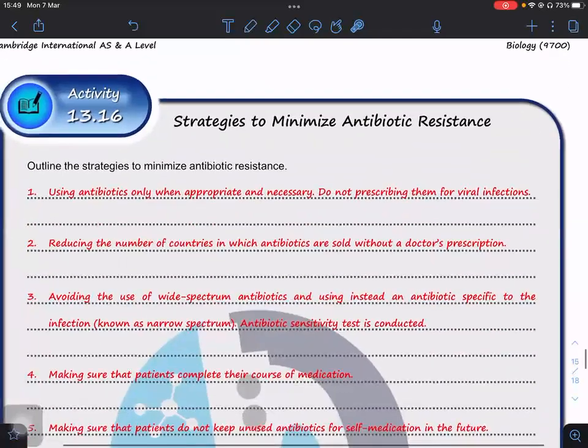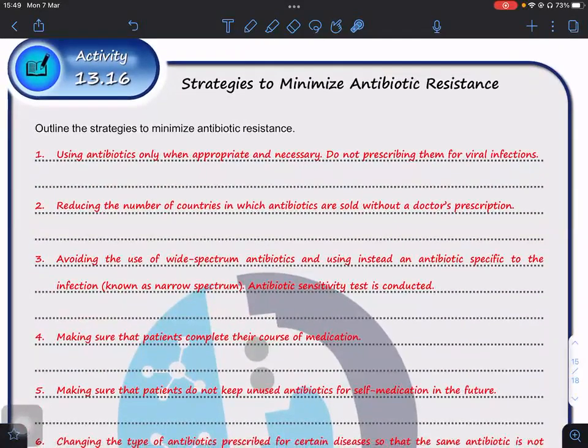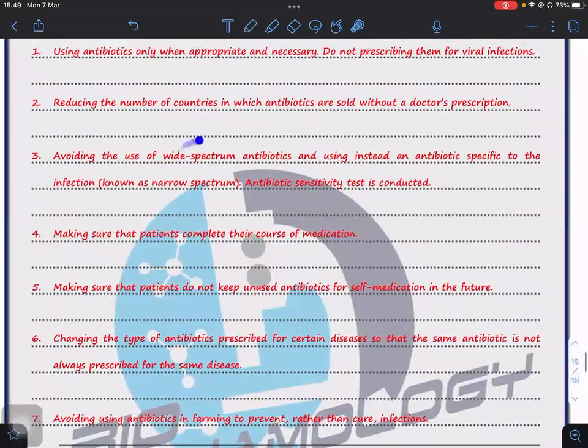What are the strategies to minimize antibiotic resistance? Again, we use antibiotics only when appropriate and necessary. Do not prescribe them for viral infection unless the viral infection caused a secondary infection by bacteria. Reduce the number of countries in which antibiotics are sold without a doctor's prescription, and avoid the use of wide-spectrum antibiotics, using instead an antibiotic specific to the infection. An antibiotic sensitivity test is conducted. Later, I will show you what the antibiotic sensitivity test means.